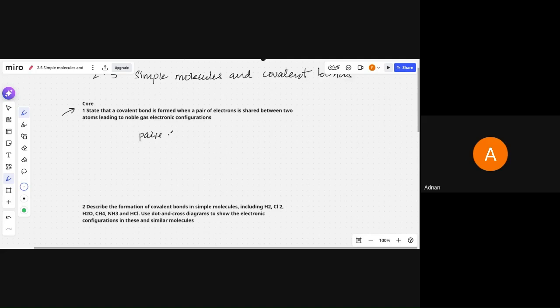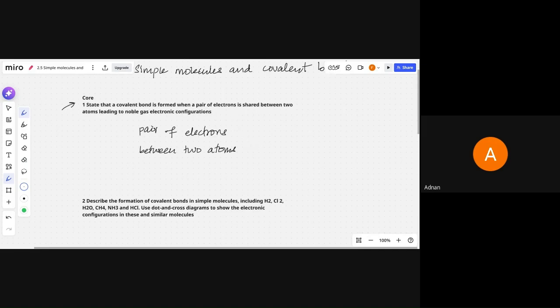A covalent bond is formed when a pair of electrons is shared between two atoms, right? And these atoms are non-metals. So covalent bonds are formed between non-metals. Two non-metals are involved, and they share electrons, a pair of electrons, to make a covalent bond.